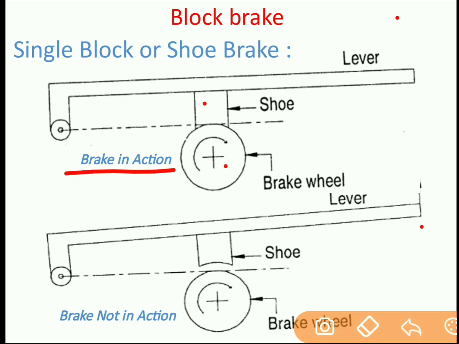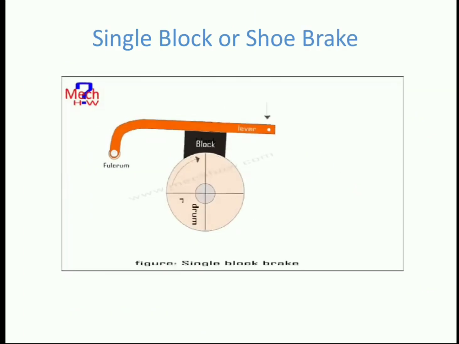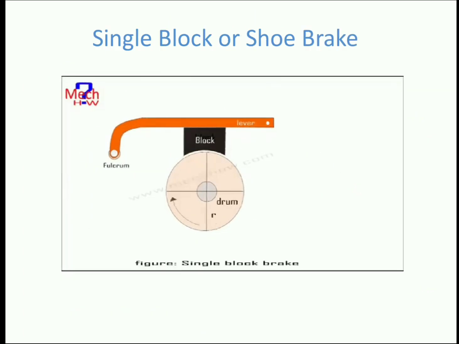When the effort on the lever is in the upward direction, then there is a disconnection between the shoe and the brake. So in this case, the brake is not in action. When the brake is in action, it can slow down or stop the motion of the brake wheel. Let us see the animation of the block brake over here.